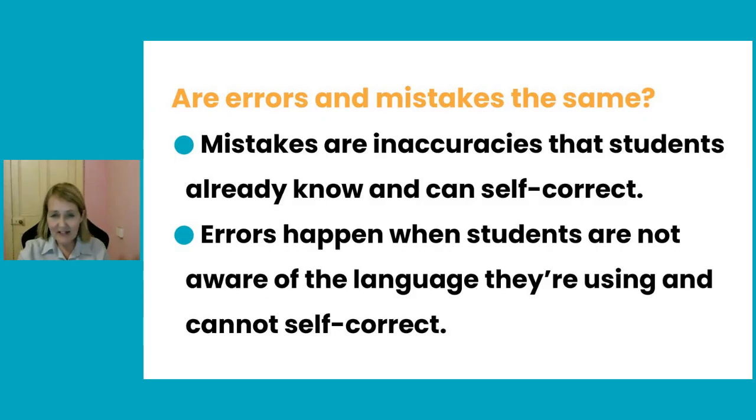Errors happen. I'm saying errors so strangely. Errors happen when the students are not aware of the language they're using and cannot self-correct. So an error is something that the student actually does not know is incorrect. So that's the difference. A mistake is something the student is aware of, an error the student is not aware of. The teacher needs to be aware of all of them, and all of them need to be looked at in a gentle, subtle, careful, and kind way.